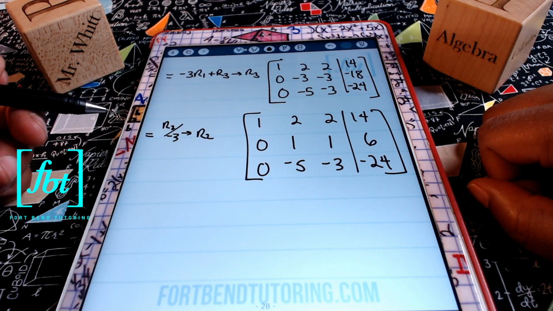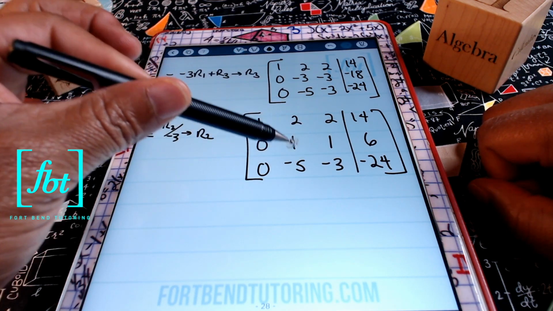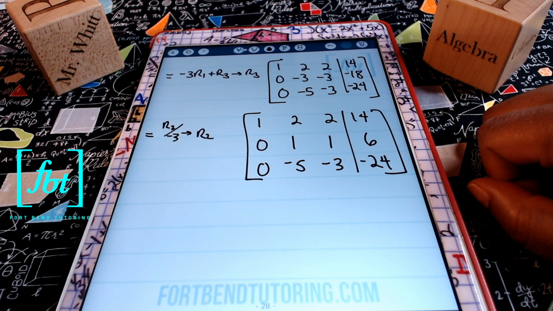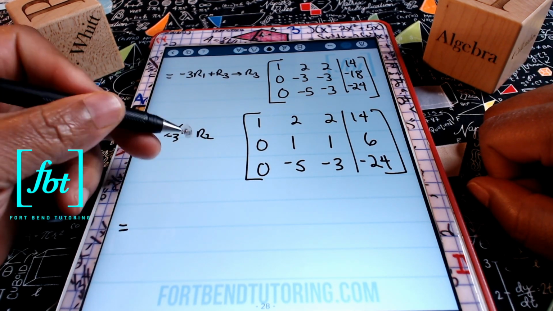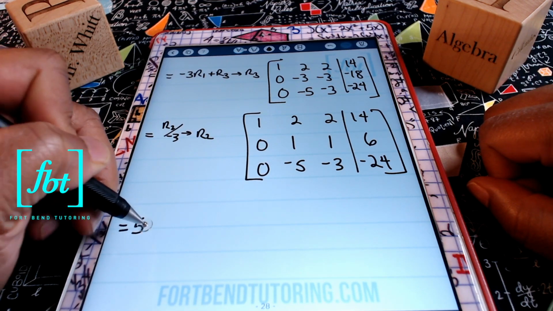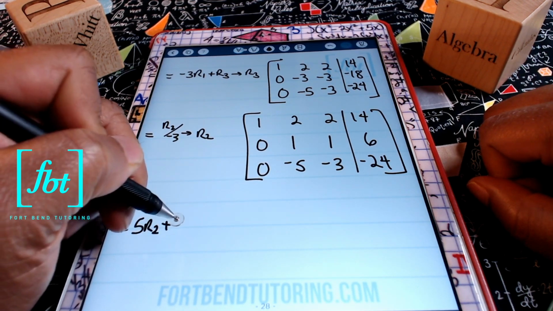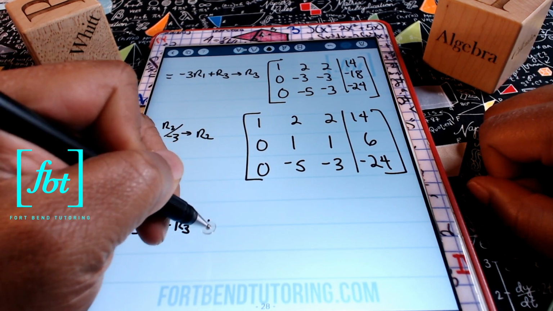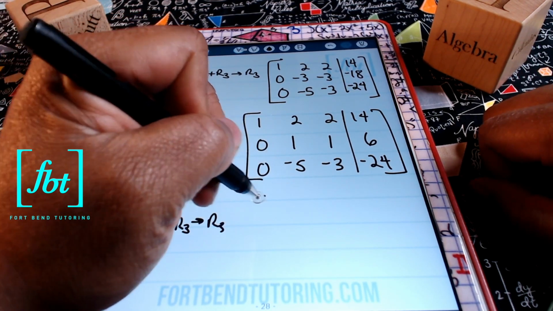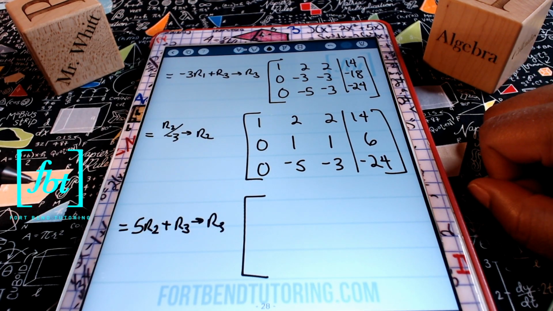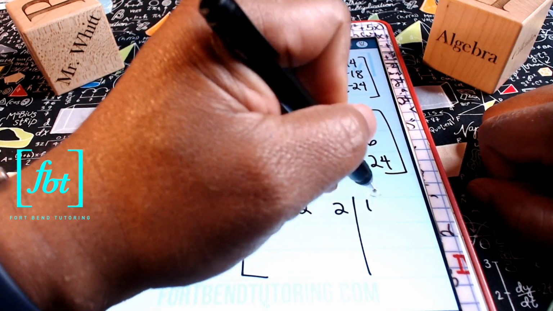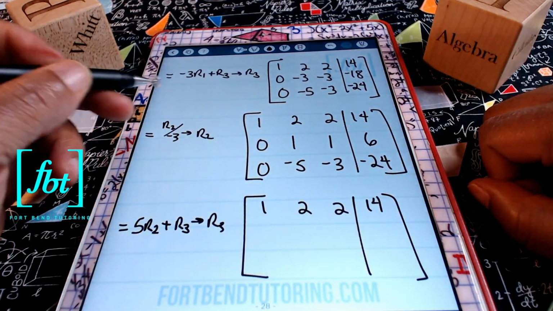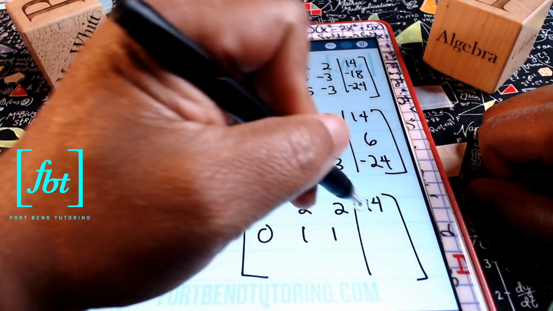So our next goal here is to get a 0 in the third row, second column. The way I propose we do that is to multiply row 2 by 5. So I'm going to say 5 times row 2, add that to row 3, put the result in row 3. And that's our next operation, guys. This means that the first 2 rows will go unchanged. Bring down the 1, 2, 2, 14. Then bring down your 0, 1, 1, 6.